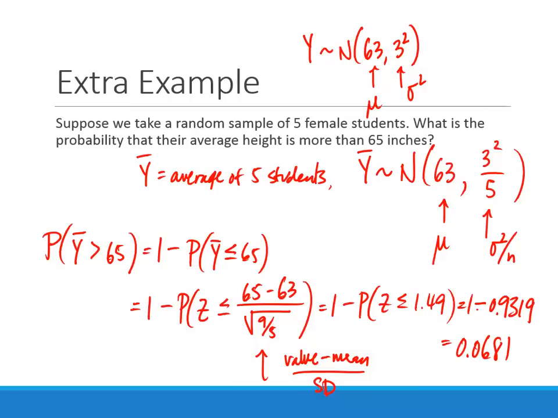Everybody okay with that? Just to point out, there are no approximations going on in this slide. We're not using the central limit theorem, because the individual student heights have a normal distribution. The sample mean has exactly a normal distribution. So there's no central limit theorem happening on this page. No approximations.